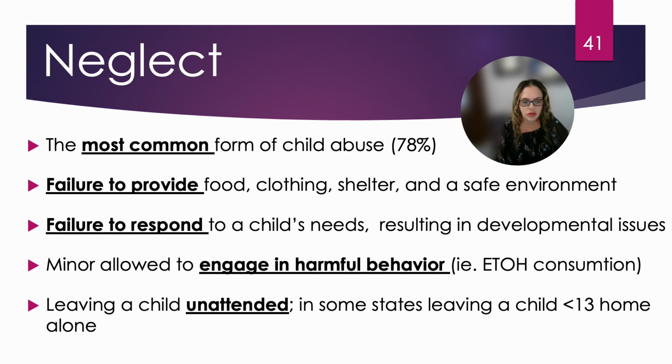Neglect. The most common form of abuse is neglect, in 78%. Failure to provide food, clothing, shelter, or a safe environment could be neglect. Failure to respond to a child's needs, which can result in developmental issues, or like we discussed, failure to thrive. A minor being allowed to engage in harmful behavior, like, for example, you allow 12-year-olds to drink alcohol. Leaving a child unattended. In some states, leaving a child under 13 home alone is considered neglect and child abuse. So you want to make sure you understand the state laws.